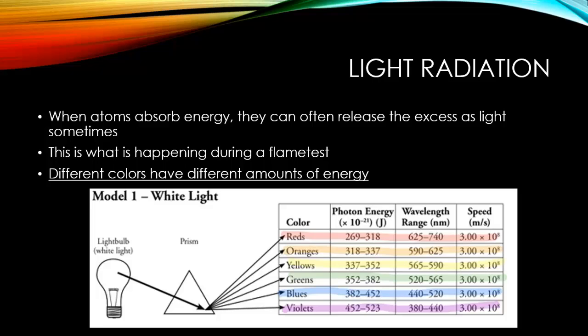This is also what happens during a flame test. So if you think back to earlier in the year where you lit all those different salts on fire and they were different colors, that was this. When you burn those different chemicals, they make all those different colors because they're releasing different amounts of energy. And those different amounts of energy, as you can see in the table over here, correlate with their wavelength, and their wavelength correlates with the color. So different colors have different amounts of energy.